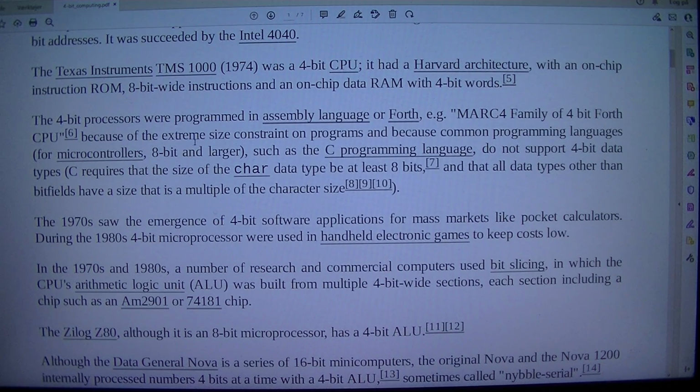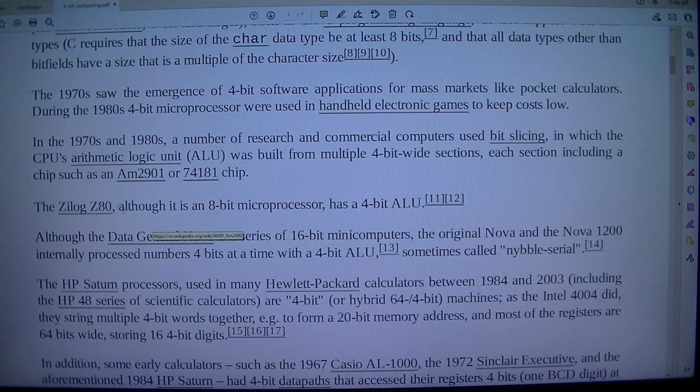6. Because of the extreme size constraint on programs, and because common programming languages for microcontrollers, 8-bit and larger, such as the C programming language, do not support 4-bit data types. C requires that the size of the char data type be at least 8 bits. 7. And that all data types other than bit fields have a size that is a multiple of the character size. 8, 9, 10. The 1970s saw the emergence of 4-bit software applications for mass markets like pocket calculators.